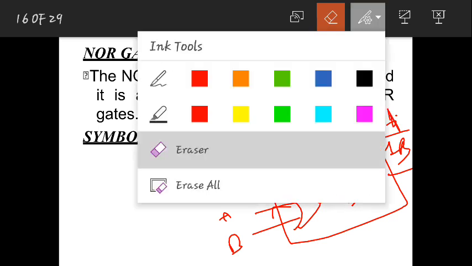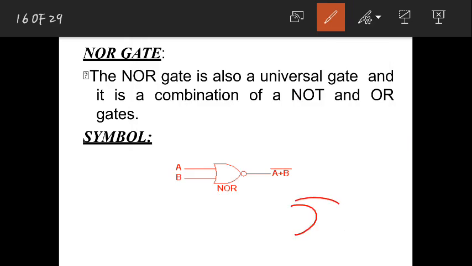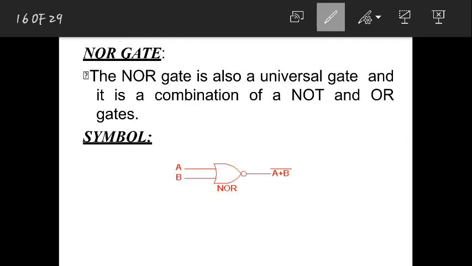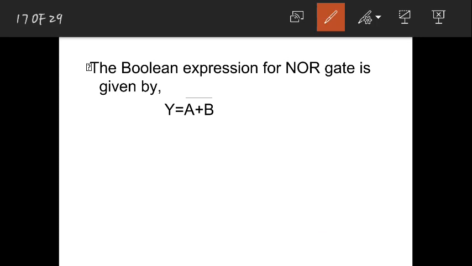So this is the symbol for this gate. Take an OR gate, and instead of the NOT, just place a bubble here. This will become a NOR gate. These are the two inputs, and this is the output. Using variables, it is A plus B whole bar. Now we will see the truth table for that. This is the expression for the NOR gate and this is called the NOR operation. Just see here, there is a bar, but it is very light, so you can't see it. You should have a bar here, a whole bar.